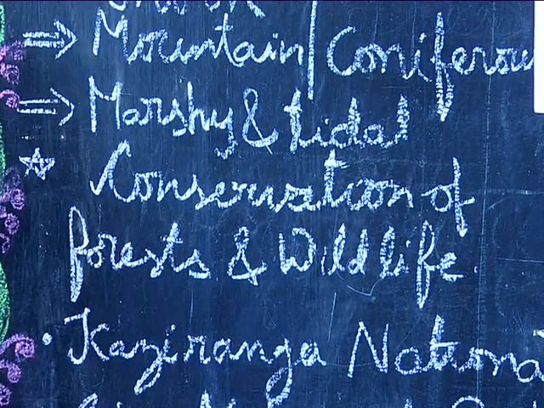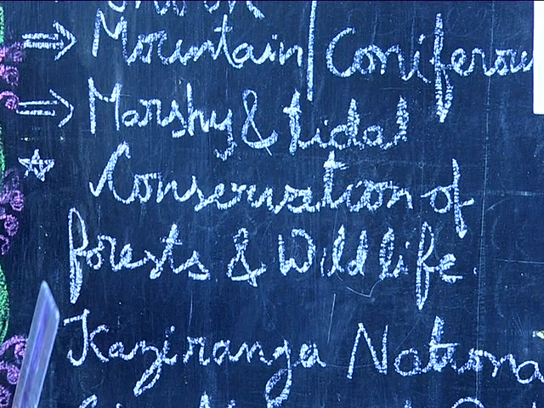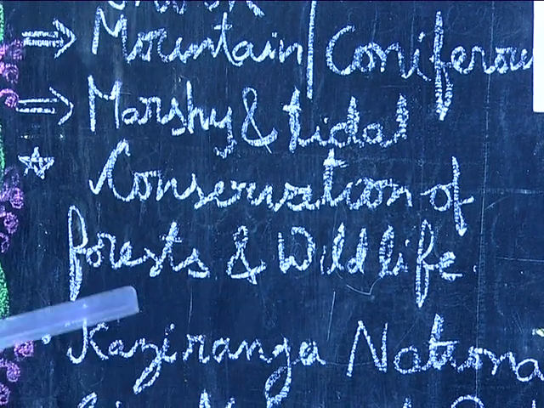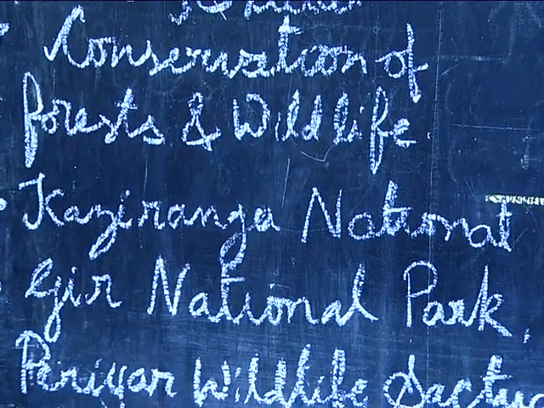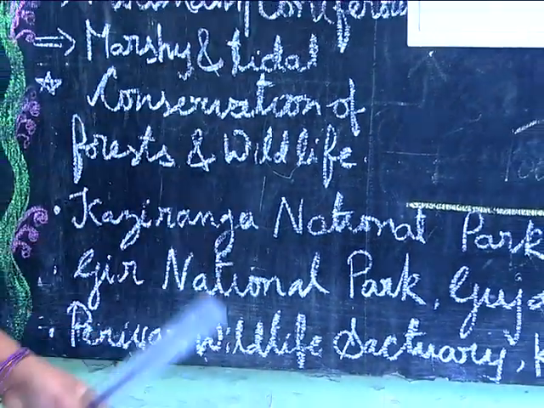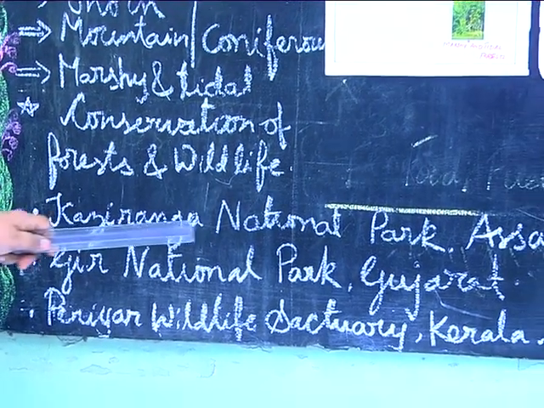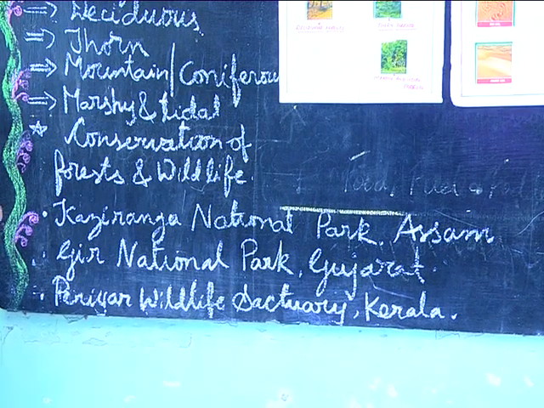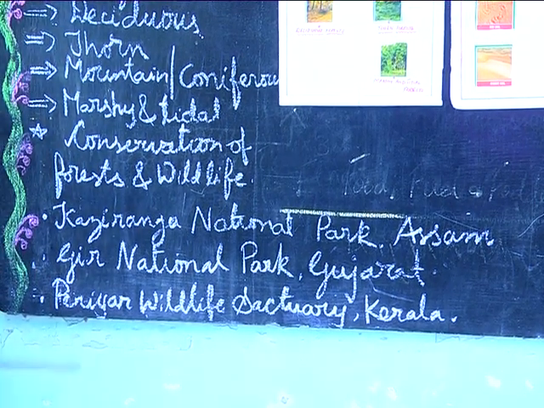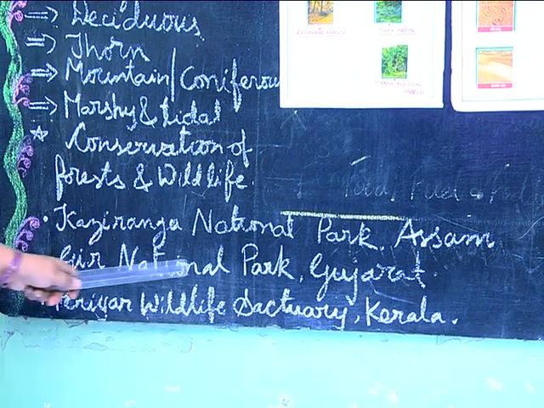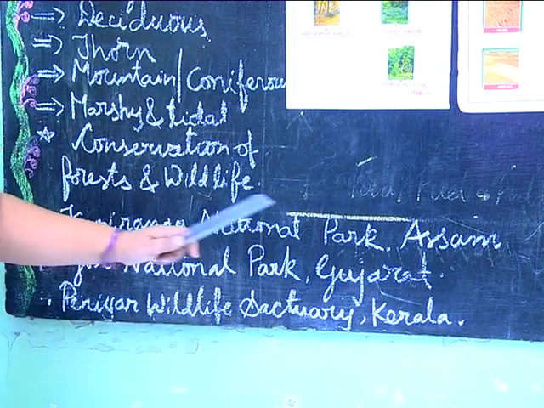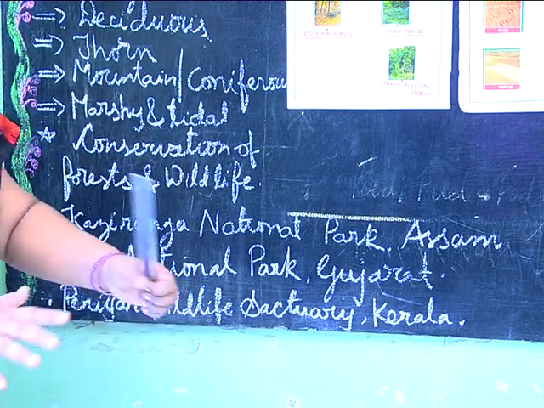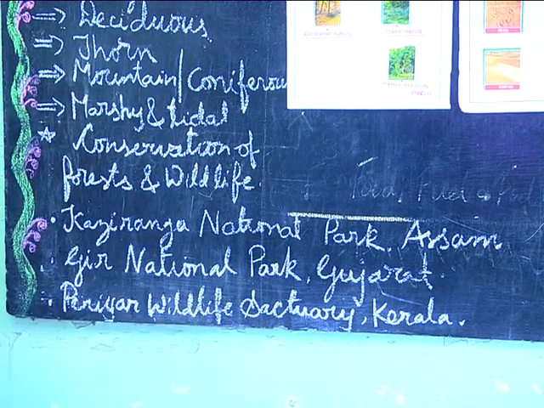We cannot imagine even food production. All things depend on forest and wildlife. There are many forest parks which are protected, namely Kaziranga forest in the Assam region, where the rhinoceros is protected, and in Gir National Forest, the lion safari is famous, and Periyar Wildlife Sanctuary in Kerala also protects the wildlife.